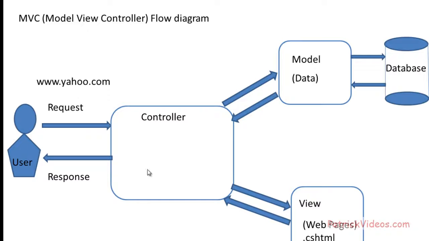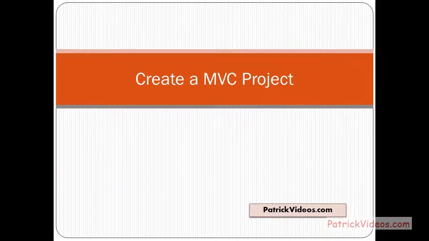So basically, when you type in some URL, it calls a program called a controller. The controller may or may not go and fetch the data from the database using the model programs. It will go and fetch the data, come back to the controller. It will go and fetch an appropriate web page from the view, and it will display that particular data in that web page back to the user.